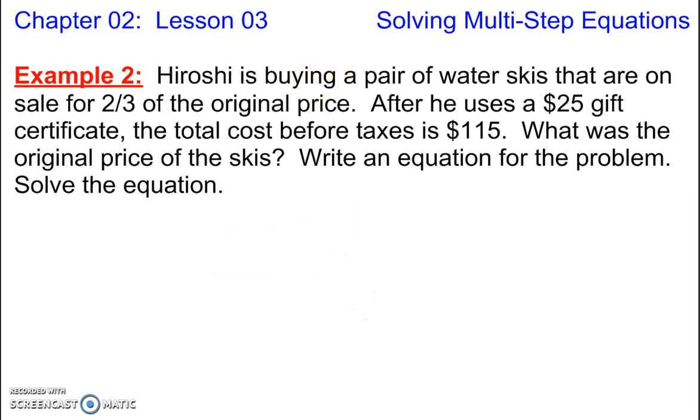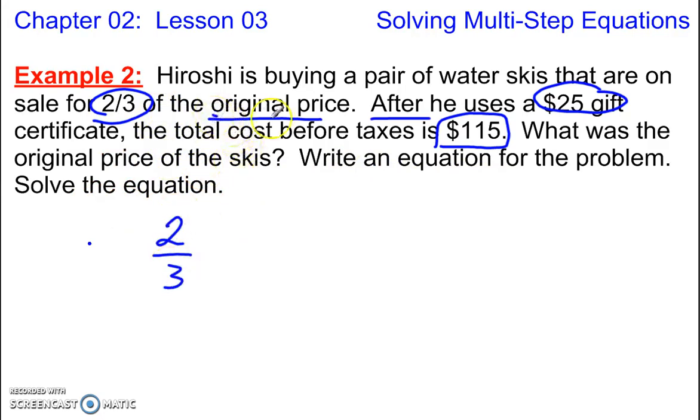Hiroshi is buying a pair of water skis that are on sale for 2/3 of the original price. After he uses a $25 gift certificate, the total cost before taxes is $115. Now, key is after he uses the $25 gift certificate. What was the original price of the skis? Write an equation for the problem. Solve the equation.